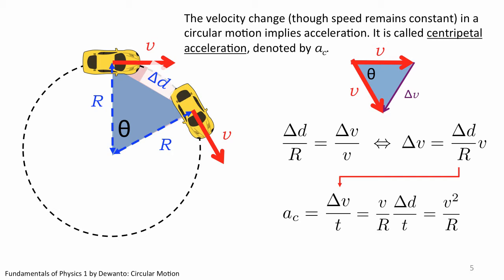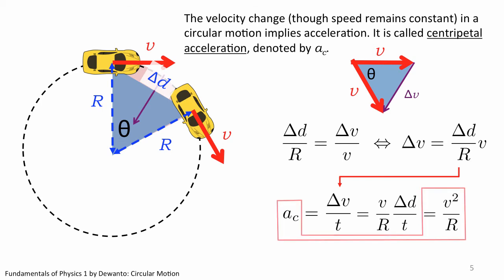How about the direction of centripetal acceleration? Well, the direction of centripetal acceleration should be the same as the direction of change in velocity. Hence, as illustrated by this animation, the change in velocity, i.e. the centripetal acceleration, is pointing radially inward into the center of the circular track.